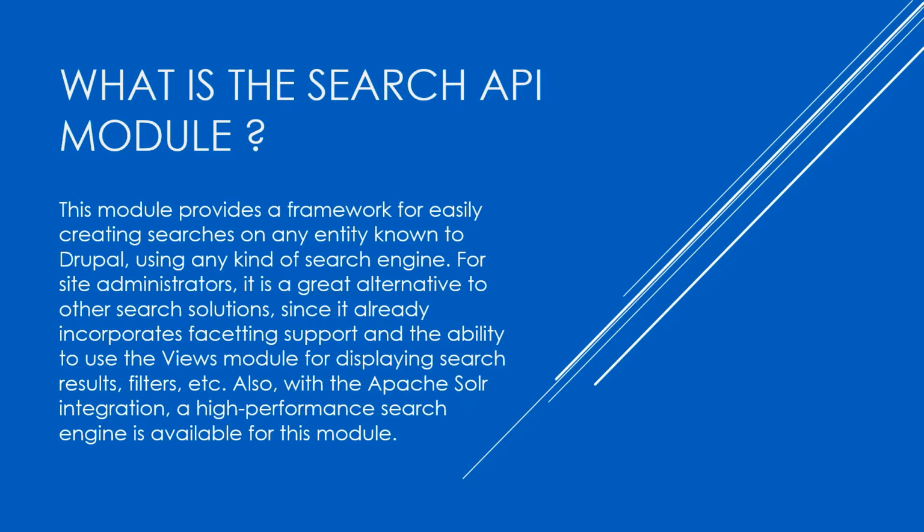In this way, we can create a search engine on a Drupal website. An example of the Search API module is the search feature on Drupal's own Drupal.org website. This module is very easy to use and can have many use cases. So now let's begin with the installation process.